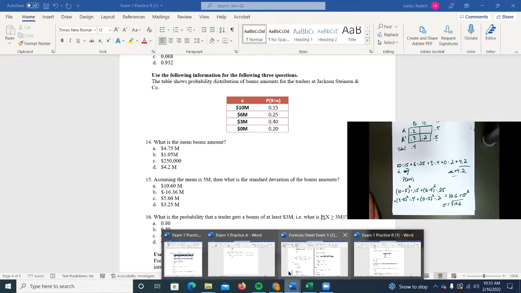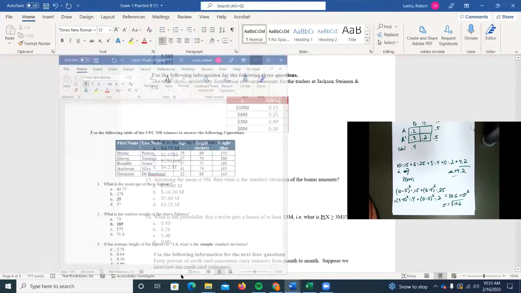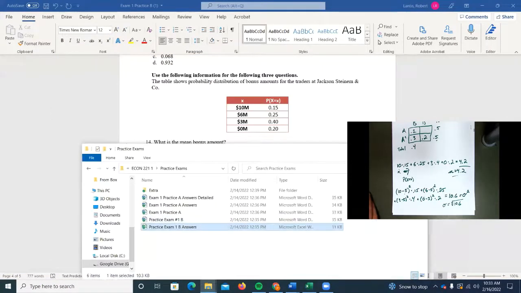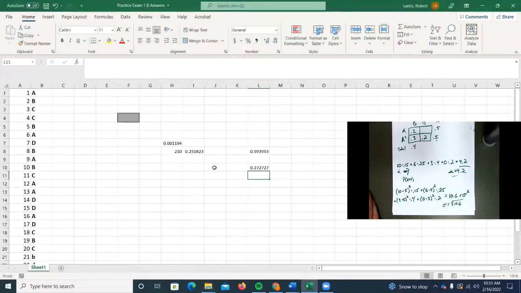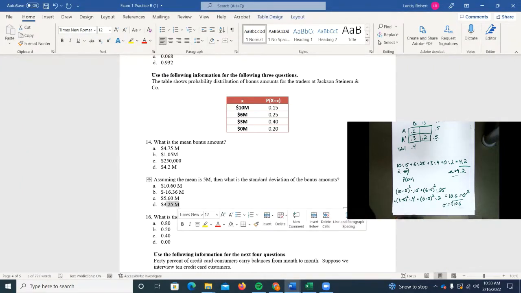Let's see if I'm right. I don't know if I have the answer key pulled up now. So I did have it. So we were on 15 and 16. So D and A. So yep. So D, right? If I end up calculating this out, it does end up being about 3.25. Okay. Any questions on that one?